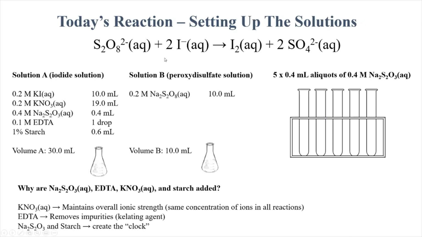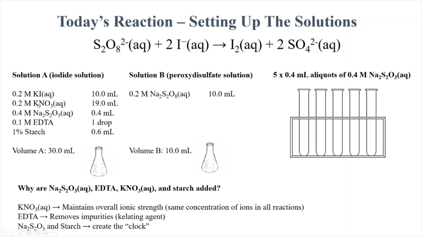For the reaction itself, we need some I- and we need some peroxydisulfate. The I- is going to be in the form of potassium iodide, so that's going to be our source of I-, and we're going to put some volume of that into solution A. In solution B we're going to have the peroxydisulfate, which is going to come in the form of sodium peroxydisulfate, and that's going to go into this second flask. Now we have to add some other things into this when we get this thing going.